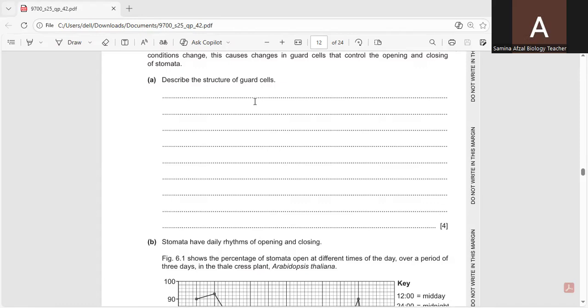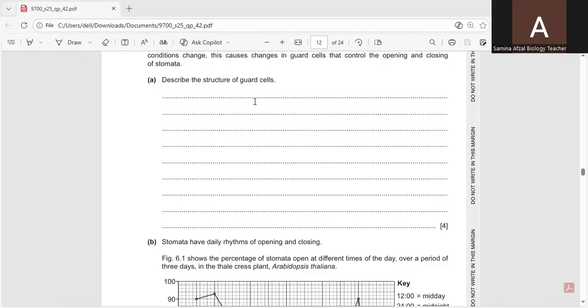And what are guard cells? The guard cells are specialized cells which are present in the epidermis, which is the outer layer of the leaf, especially the lower epidermis of the leaf. Their primary function is to control the opening and closing of stomata. Stomata are the pores which are produced between the guard cells when they are open. So the exchange of gases takes place through them.